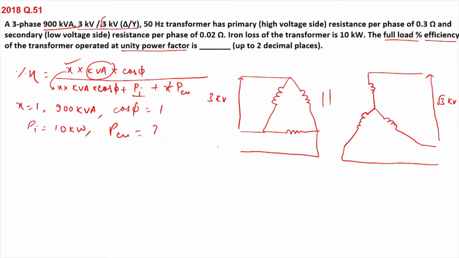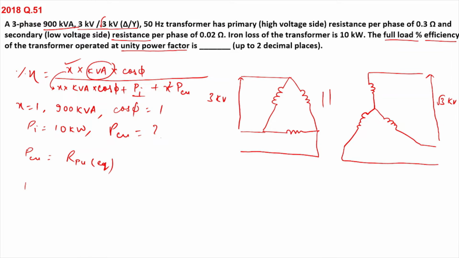Now we will see that resistance is given, and if you can remember the concept from per unit, the copper loss is nothing but the per unit value of resistance, and that is the equivalent resistance. Either it would be referred to the primary side or to the secondary side, it doesn't matter. Whichever side you want to refer, you refer. Now we need to calculate the per unit value of resistance. For per unit, we need to define the base value.